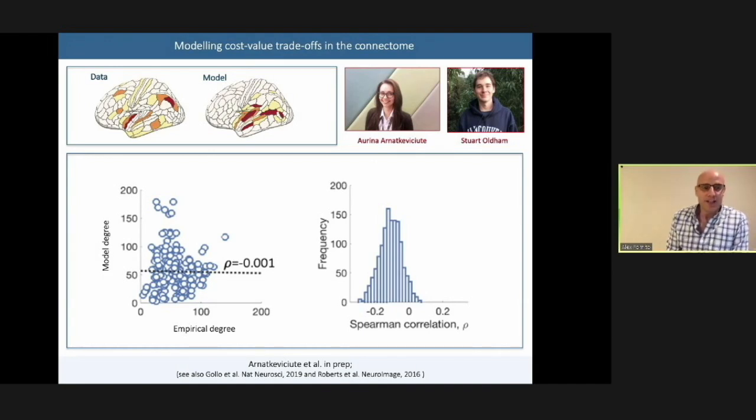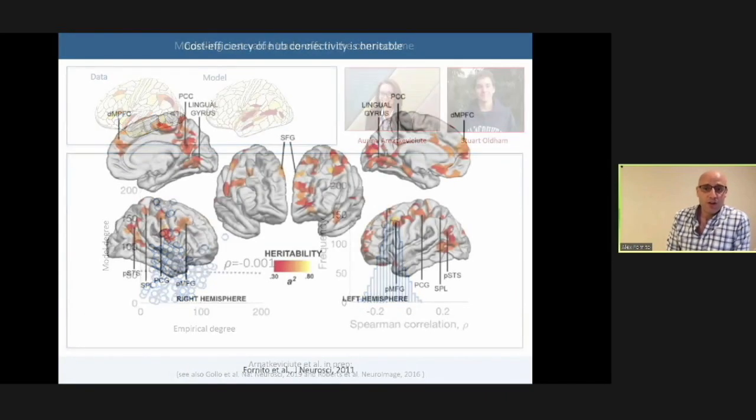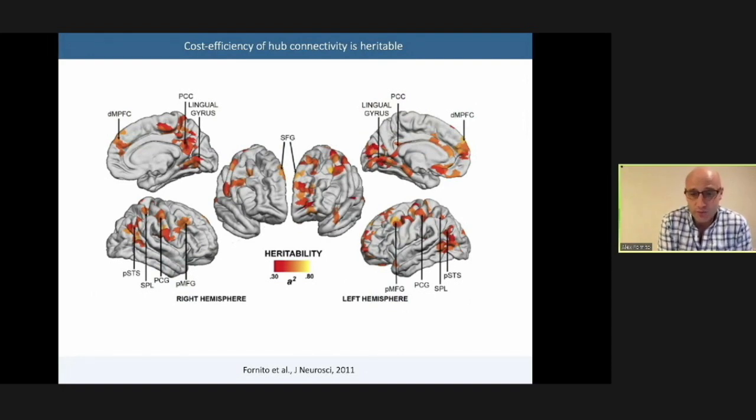So if we can't explain the emergence of hubs and rich clubs, at least as they're realized in the brain, through simple stochastic processes, what might explain their emergence? Well, genes would be a logical first guess. We know that they play an important role in shaping brain connectivity early in development.